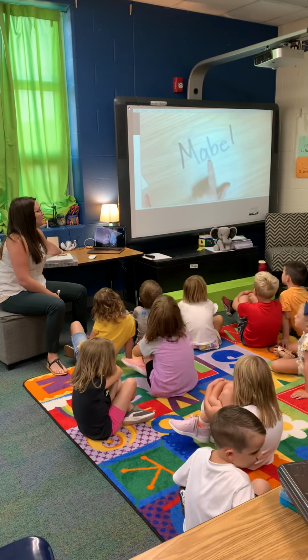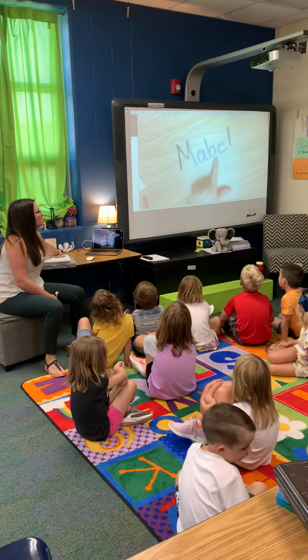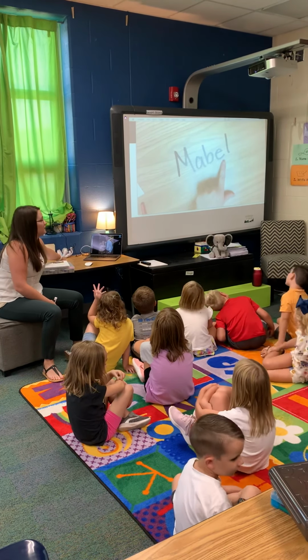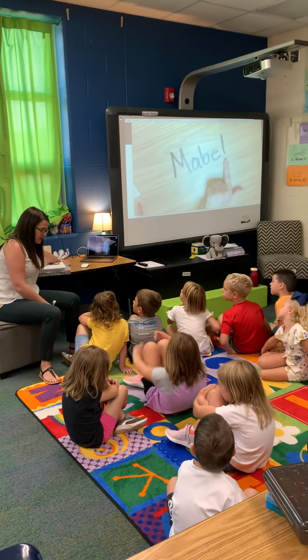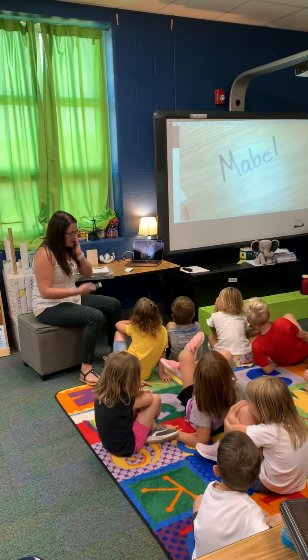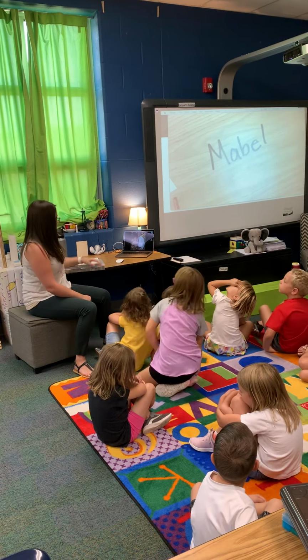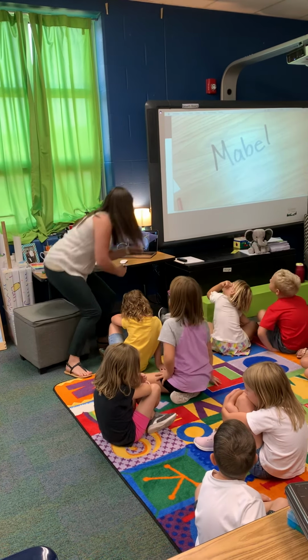Consonant. Vowel. Consonant. Vowel. Nice job. It is in a pattern in her name. Was it in a pattern in Amaya's name too? It was in a pattern in Amaya's name.